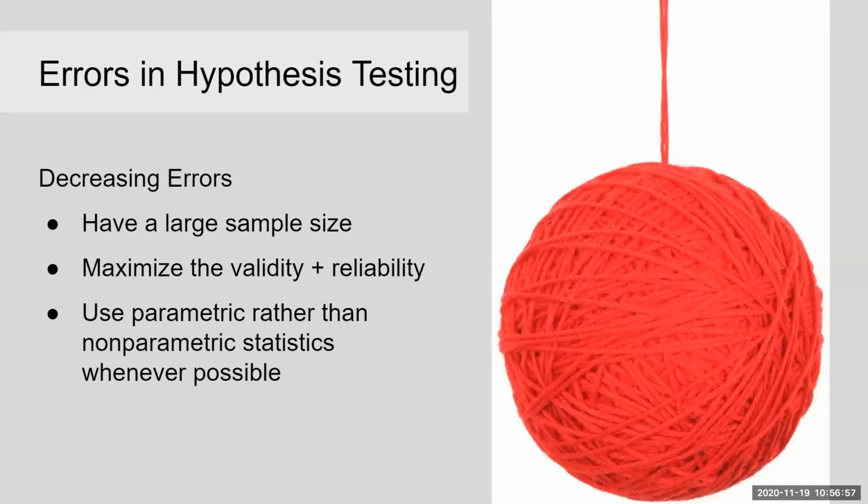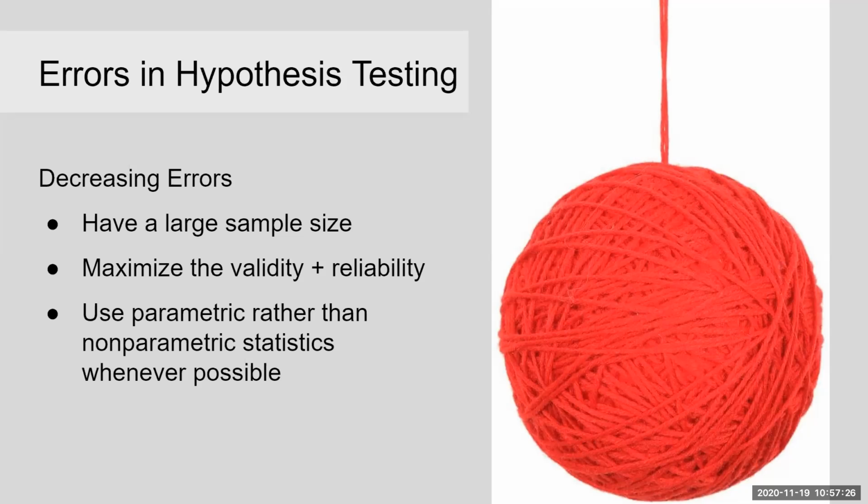So how can we decrease the odds of making a type 1 or type 2 error? Well, we want to have a larger sample size. A larger sample size means the statistics will be less likely to diverge from our population. We want to maximize our validity and reliability. And we want to use parametric rather than non-parametric statistics because non-parametric statistics typically require large samples, while parametric techniques are more powerful.